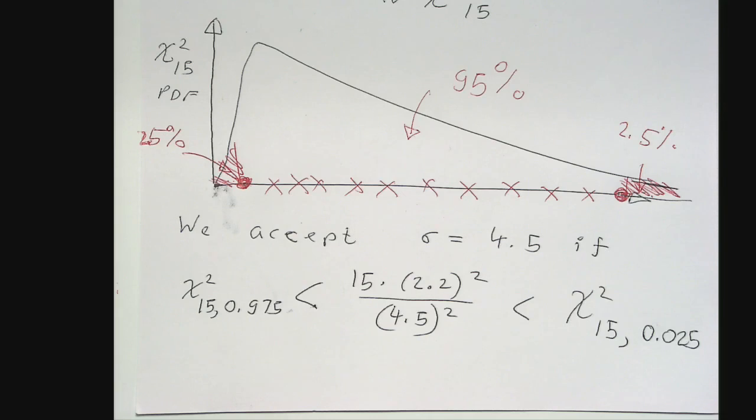But if you change the value of sigma, then you need to recompute this, and then check whether it belongs to the central part of the PDF or not.